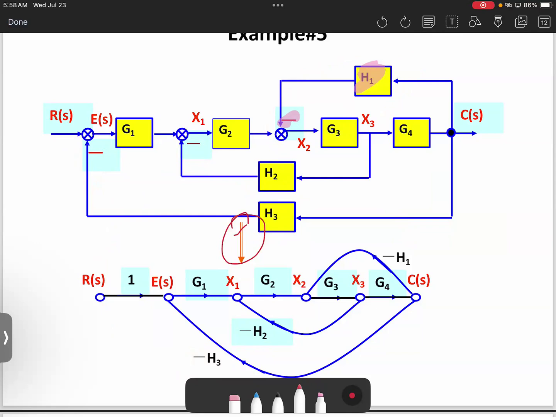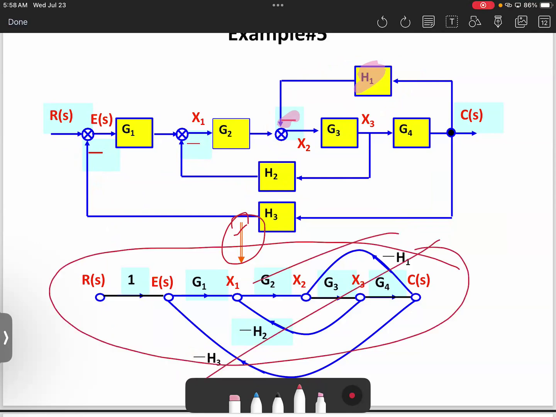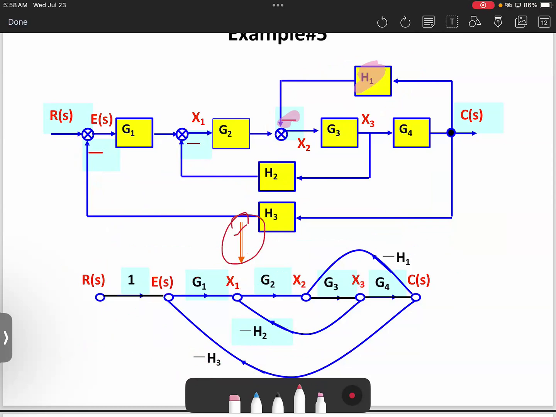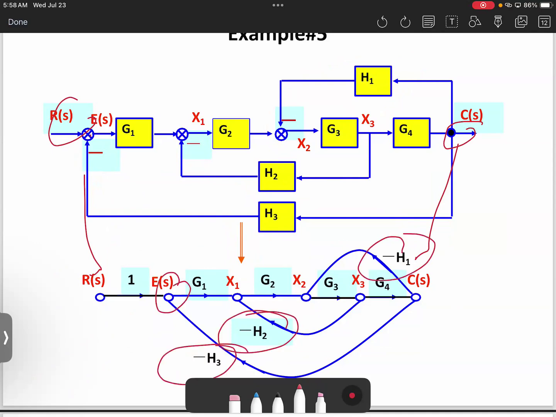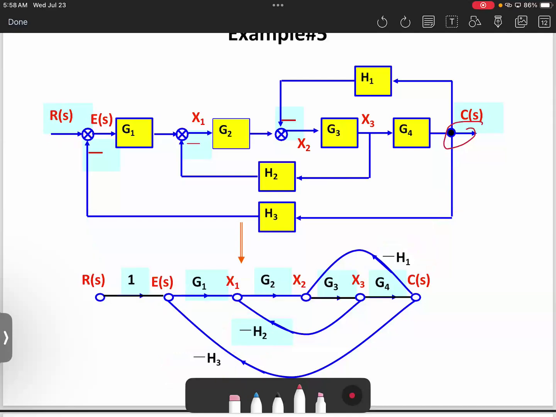Because this diagram will not be given to you. You will do it by yourself. So keep in mind to practice how to do it. Basically, this is the input node, output node. Then it starts with this here to E, and at E there is negative H2, negative H3, and so on. Make sure to understand how to convert block diagram to SFG, and go to the last lecture because we already mentioned how to do the conversion.